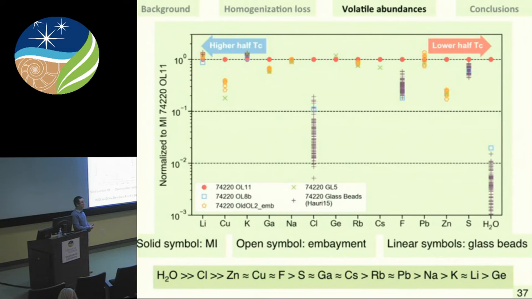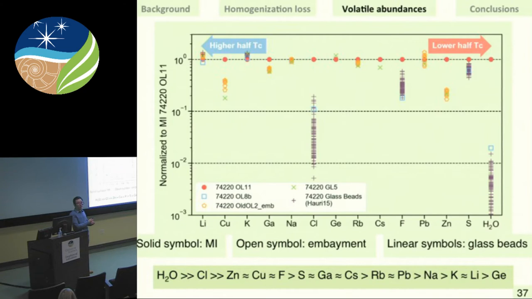And for cesium, for sulfur, sulfur is here. For sulfur, gallium, and rubidium, they are depleted by about 20 to 30%. And every other element is depleted at a smaller degree compared to these elements. So this trend clearly tells us that we cannot predict the behavior of volatile elements just based on their half condensation temperatures.